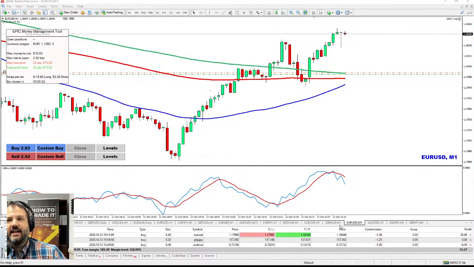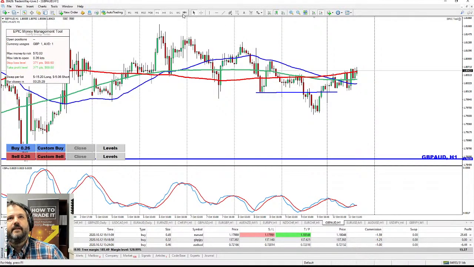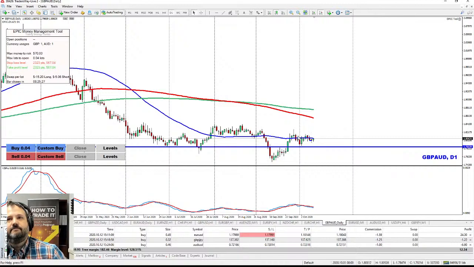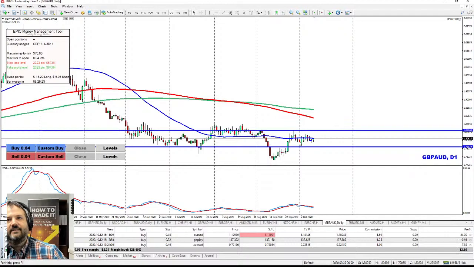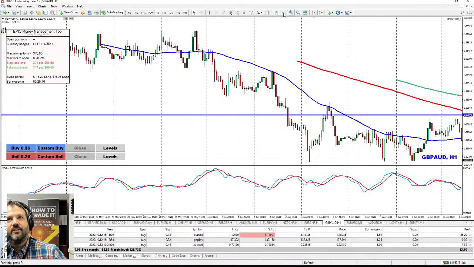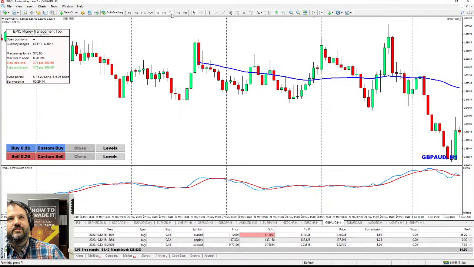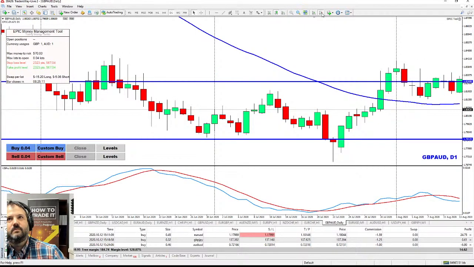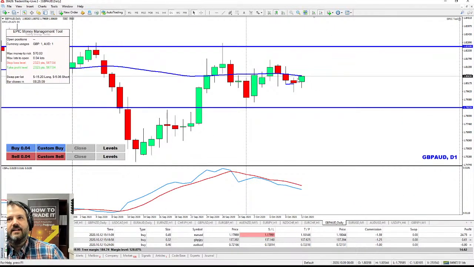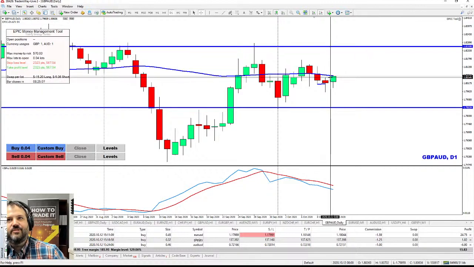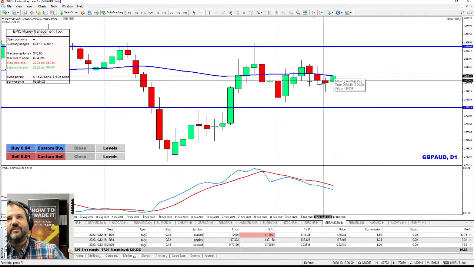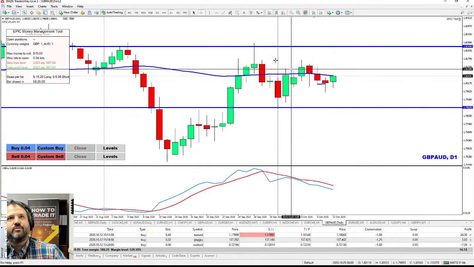Let's take a look at pound Australian. Okay, it's really flat. Really, really flat. Not a lot of movement at all. And today, on the daily time frame, let's zoom this up a little bit. It's trying to break yesterday's high, which was here. It actually already did that. And now it's trying to break the 50 period moving average. But you can just see it's all flat. It's really flat.